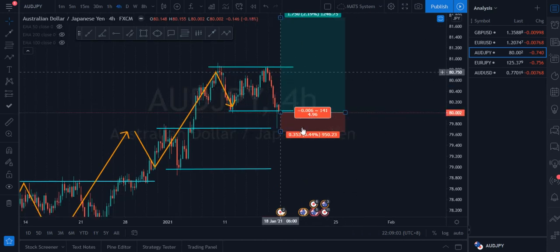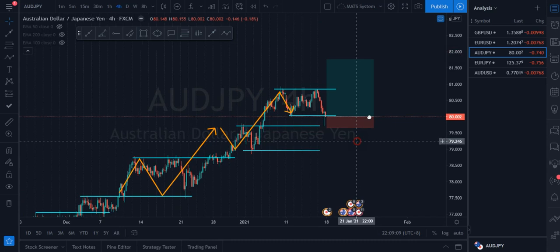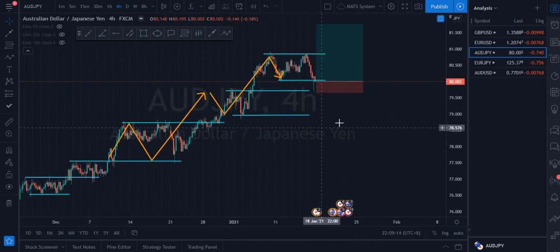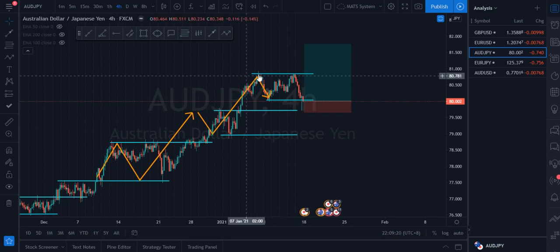The reason why I would love to do an entry here is it's very clear that the price has been going uptrend, up and up and up. Creation of a higher low, higher low, higher low, higher high, higher high, higher high, and got jammed up here.